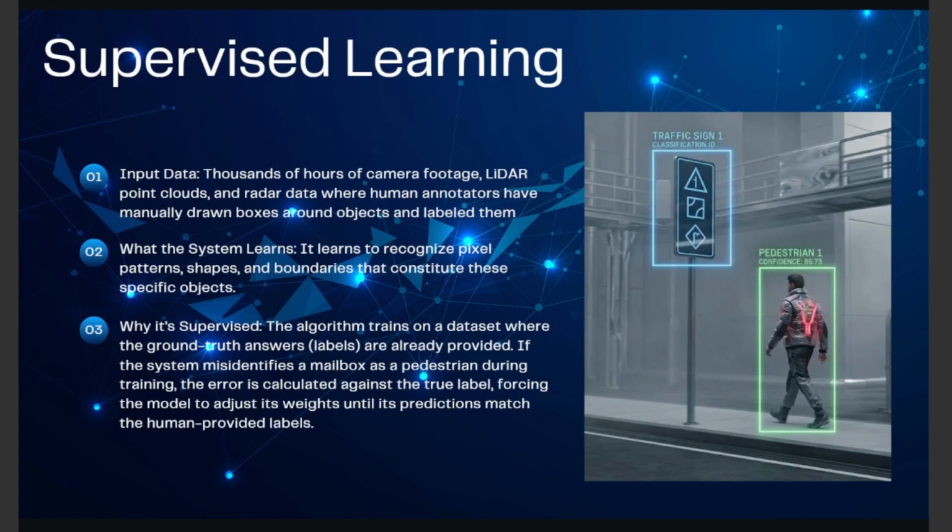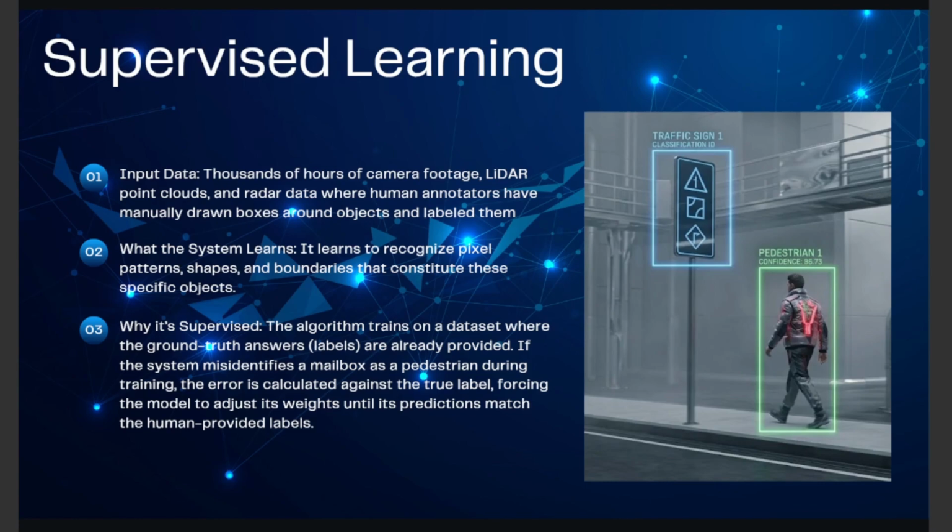We can divide this into three parts, which is input data: thousands of hours of camera footage, LiDAR point clouds, and radar data where human annotators have manually drawn boxes around objects and labeled them. What the system learns is to recognize pixel patterns, shapes, and boundaries that constitute this specific object. Why is it supervised?